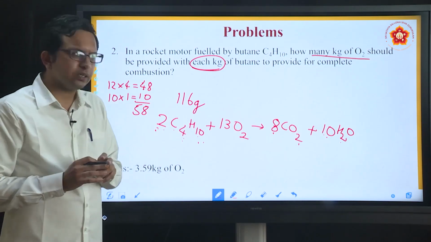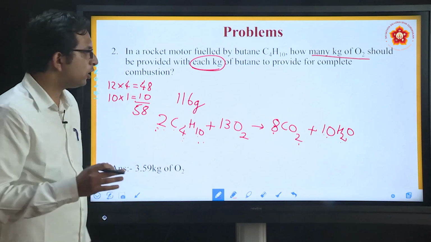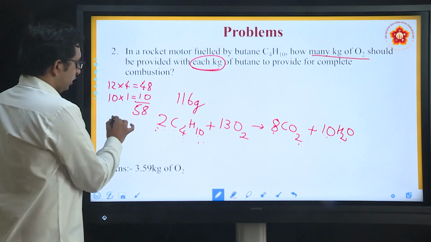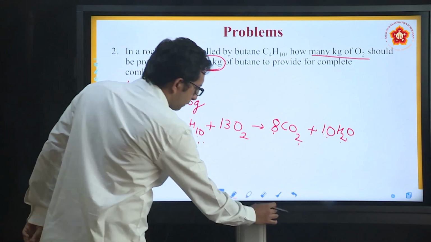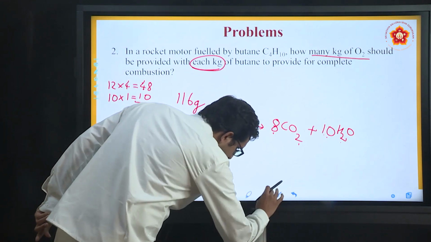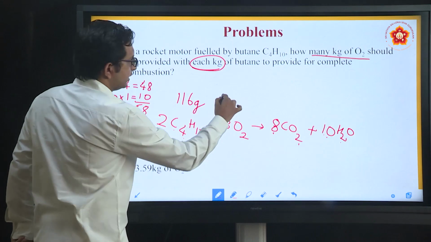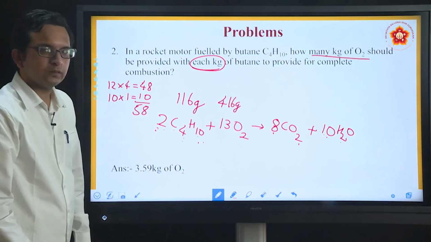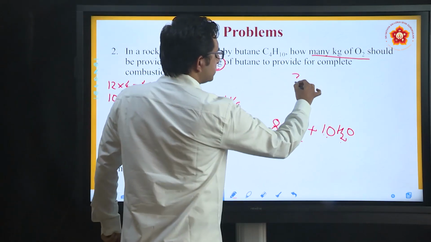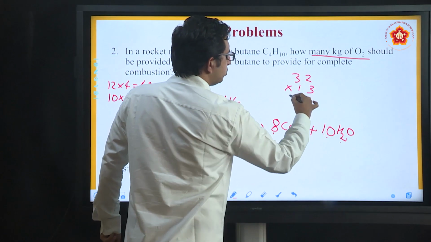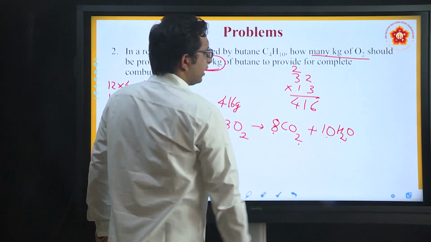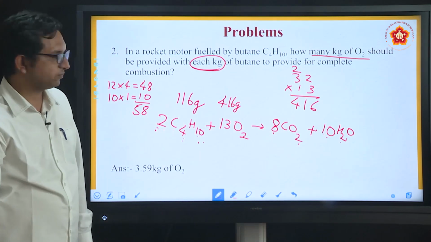Now when it is 13, what is the total mass there? There you will have to utilize 13 into 32 parts in this case. If I go with the basic mathematical part, it comes to around 416 gram. To show the mathematics, 13 into 32: 13 2s are 26, 13 3s are 39, and 416.